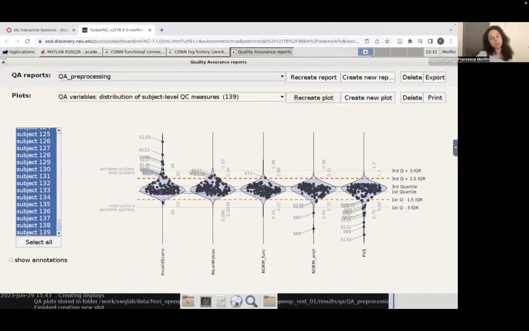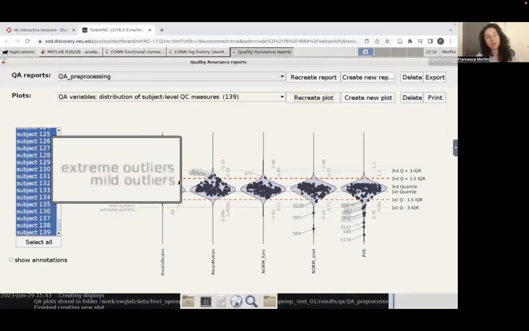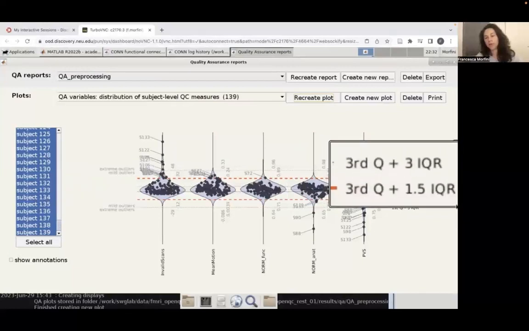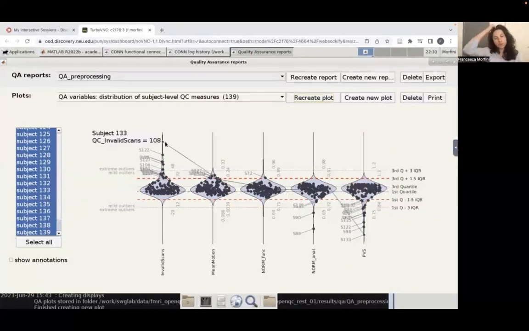And as we can see, there's high variability. There are a number of runs that exceed the extreme outliers threshold, which is defined by data points that are above the third quartile plus 3 times the interquartile range. And those would be the subjects for which more volumes will be regressed out during denoising.